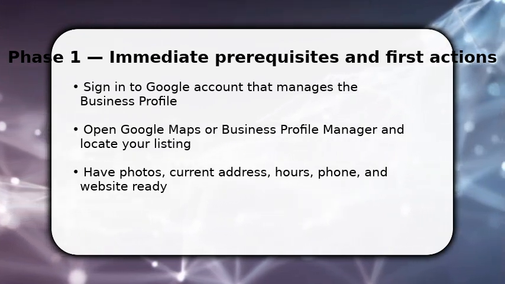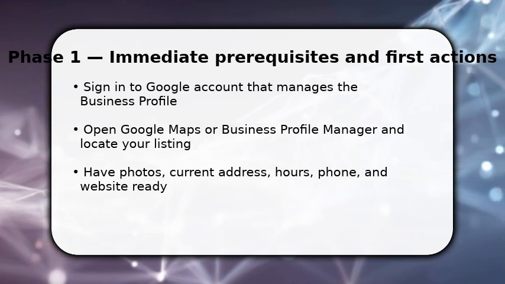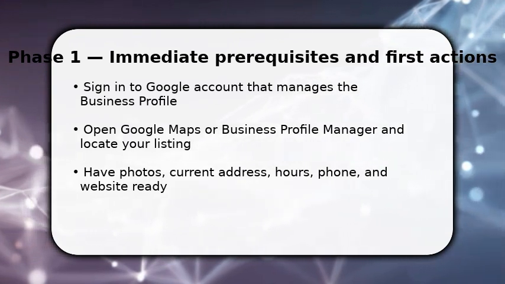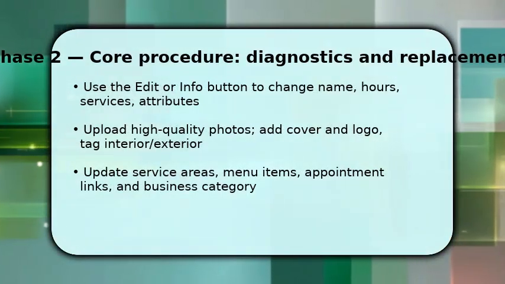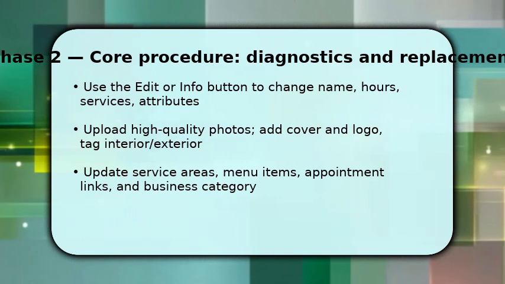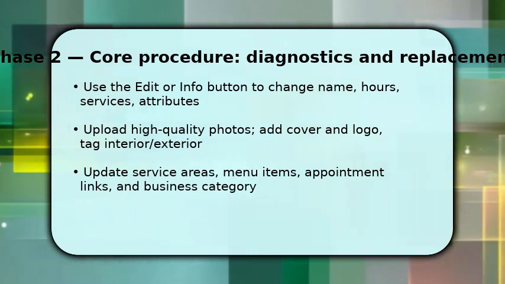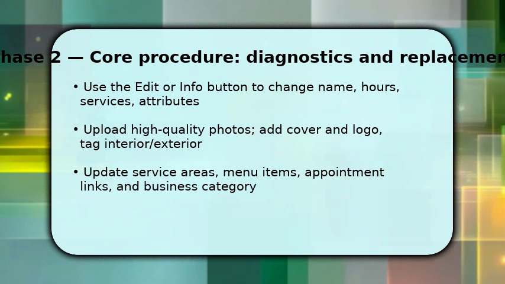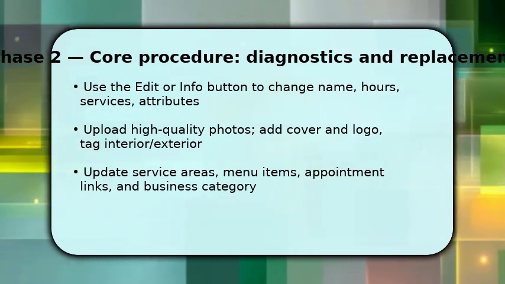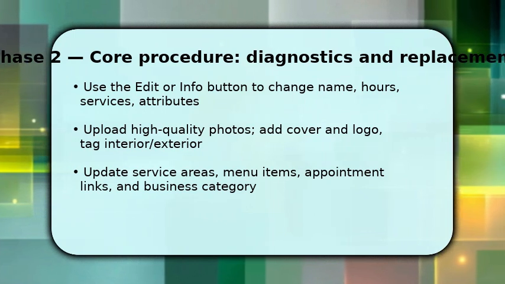Now proceed to edit mode, so you can update fields directly and save changes. Once in edit mode, change the visible core fields: name, hours, category, and service area. These affect search relevance. You should add attributes like wheelchair accessible or appointment required because Google surfaces them.